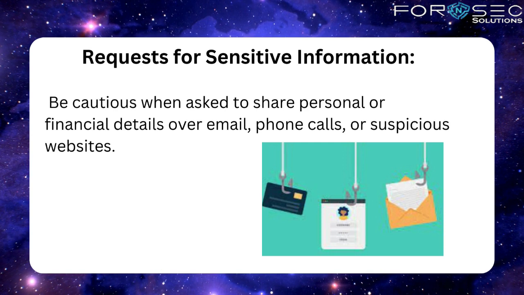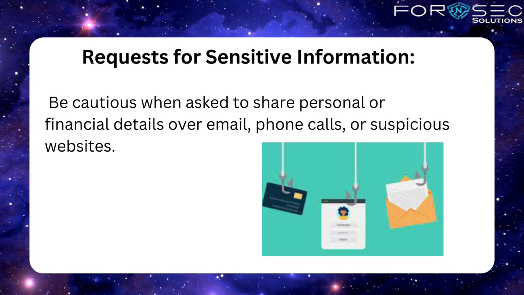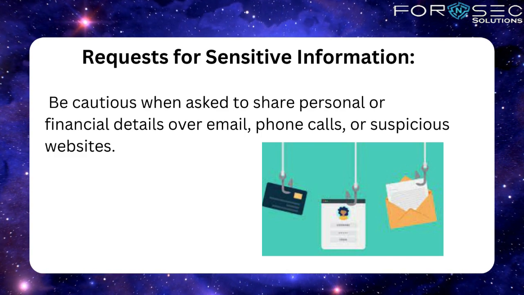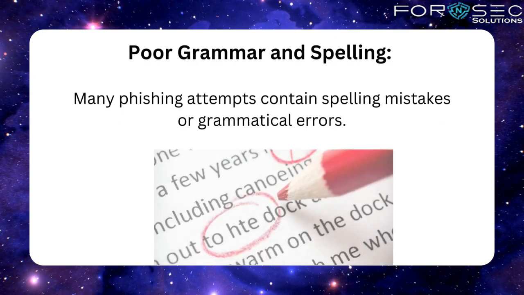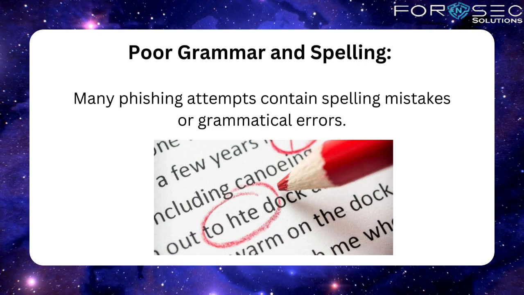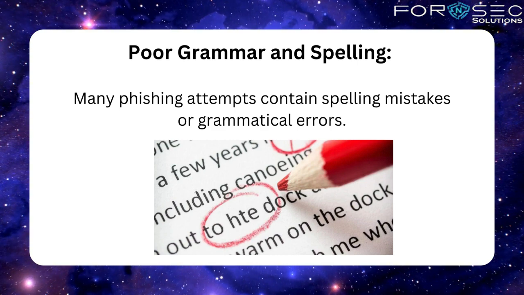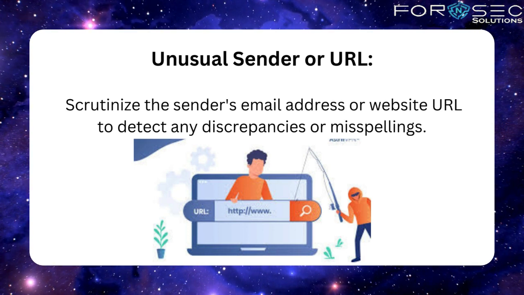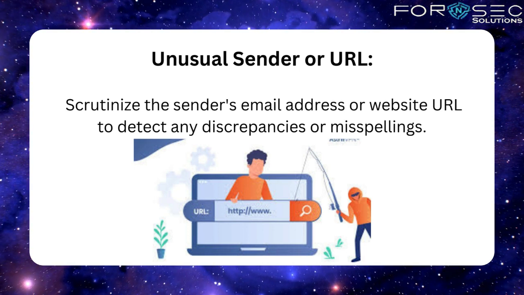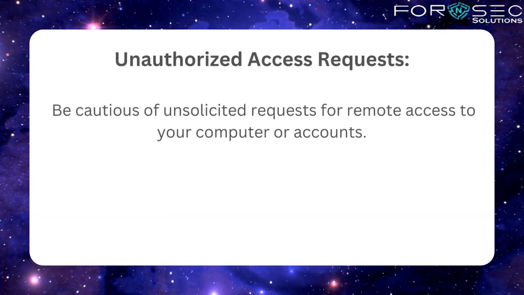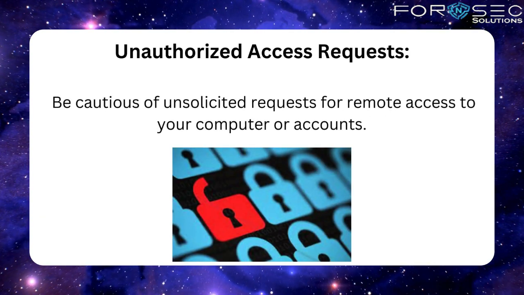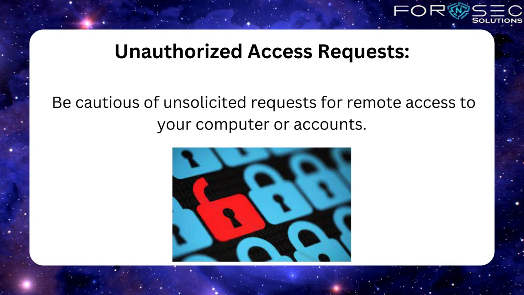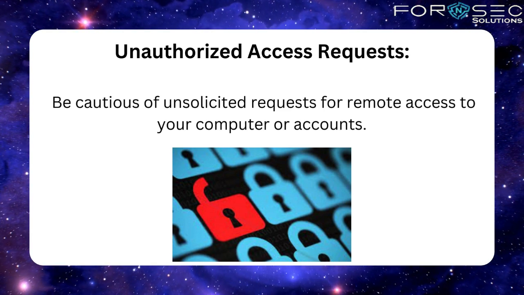Requests for sensitive information. Be cautious when someone asks you to share personal information or financial details over email, phone calls, or suspicious websites. Poor grammar and spelling. Many phishing attempts contain spelling mistakes or grammatical errors. Unusual sender or URL. Scrutinize the sender's email address or website URL to detect any misspellings. Unauthorized access request. Be cautious of unsolicited requests for remote access to your computer or accounts.